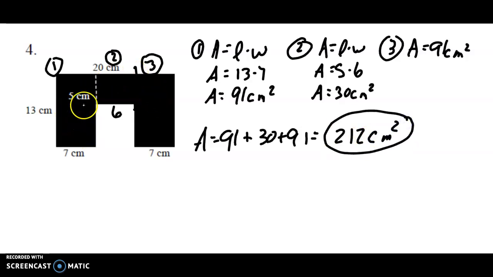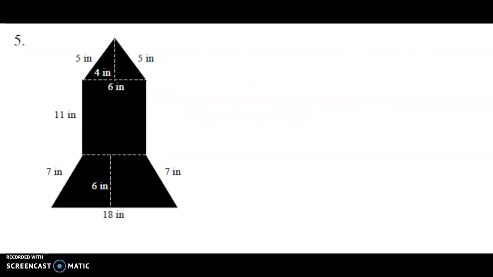Now for stuff like this, there actually is multiple ways that you could have broken this shape up, and the important thing is there's not one right way. As long as you find the numbers correctly, you can do it any way that you see the figure. I'd like you to pause the video, and I'd like you to try number 5. Find those shapes, find the areas of each shape, and decide whether or not you should add them or subtract them.